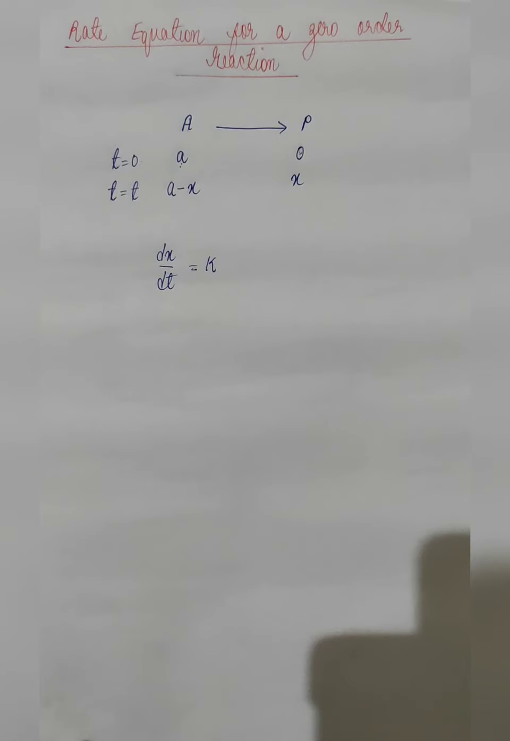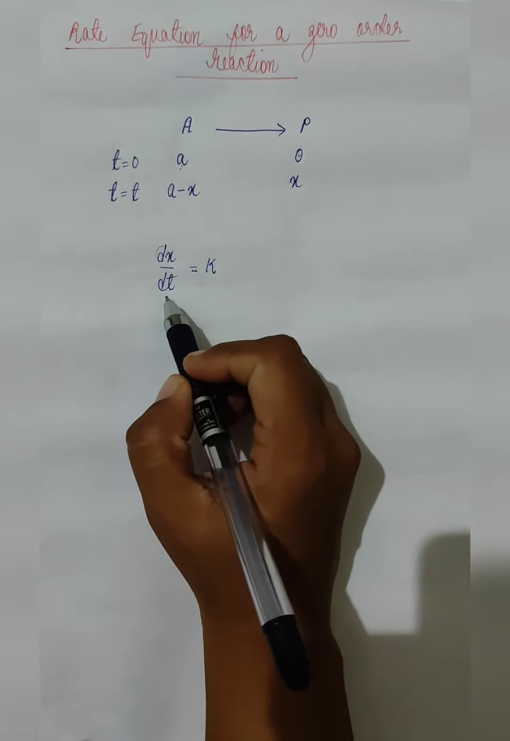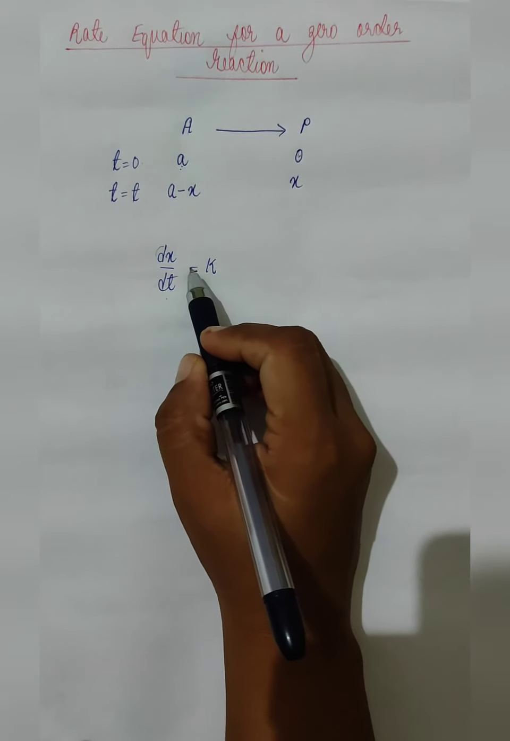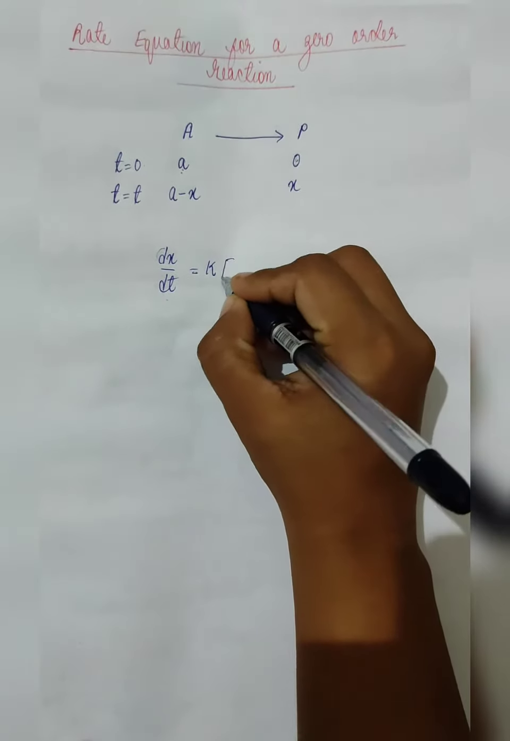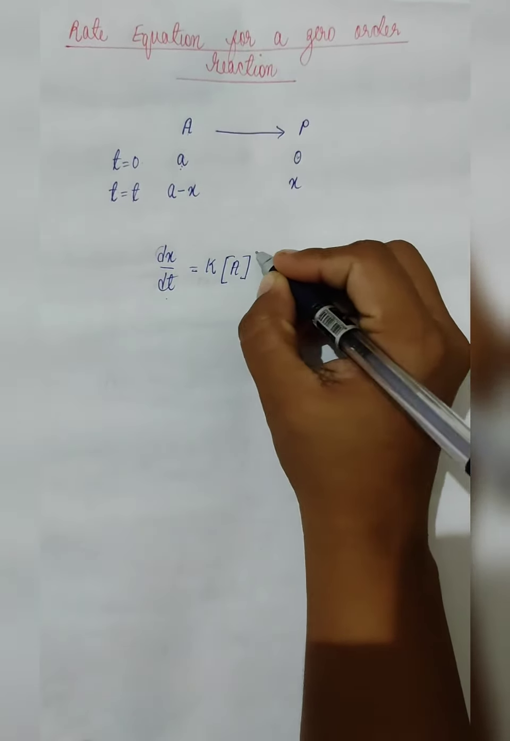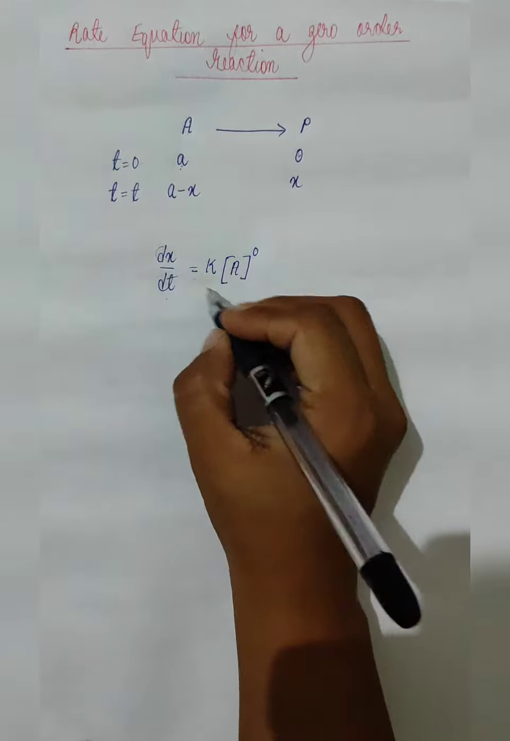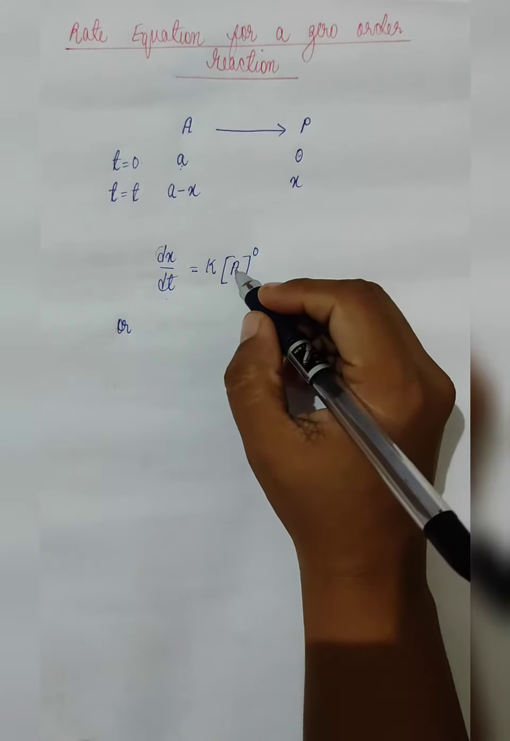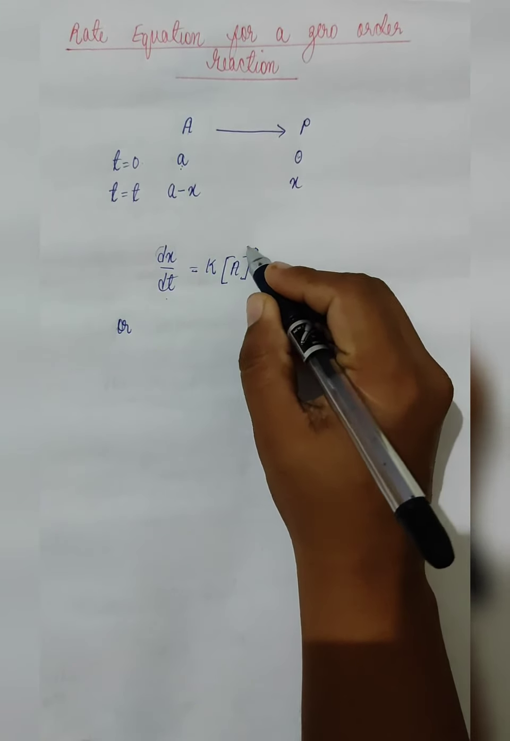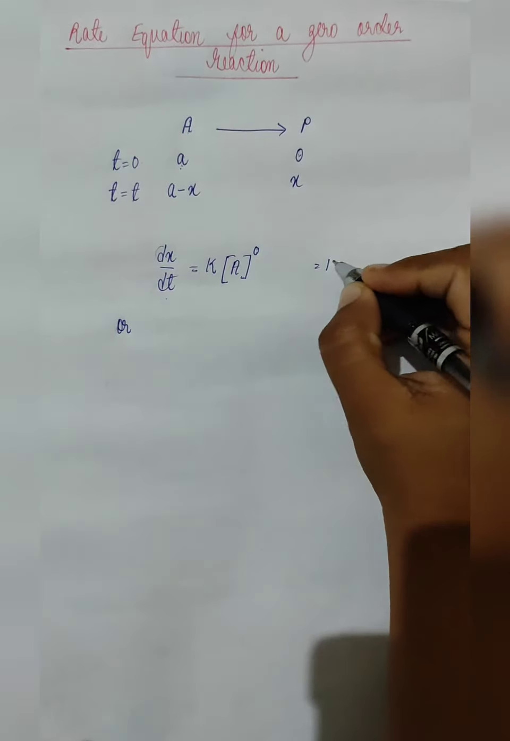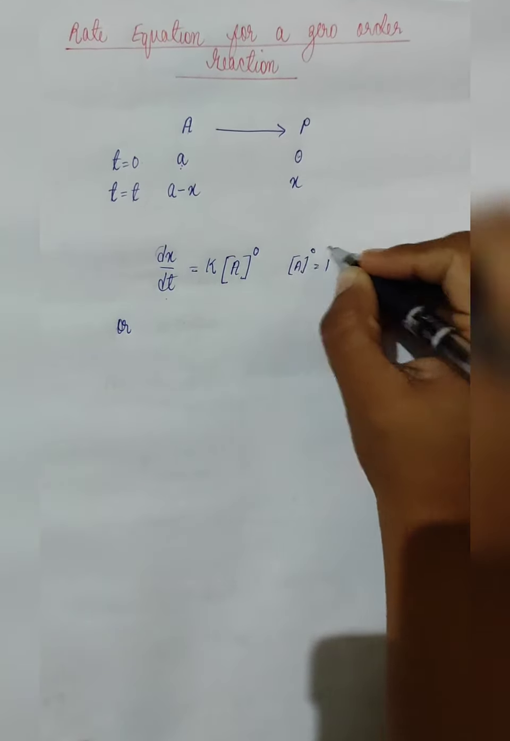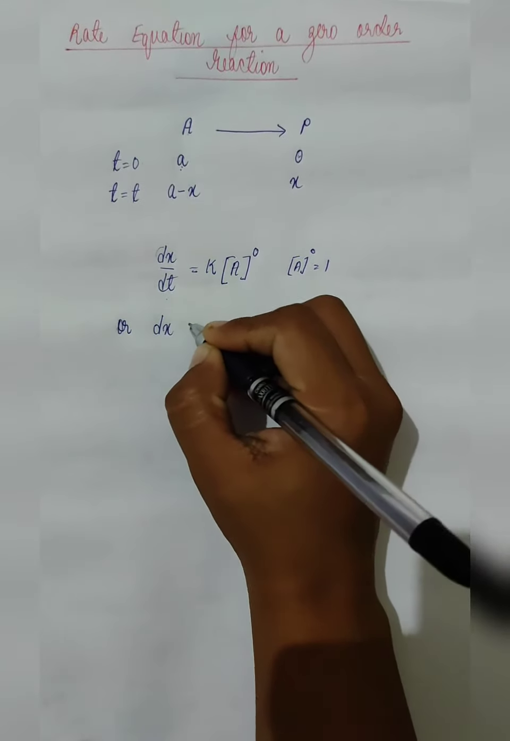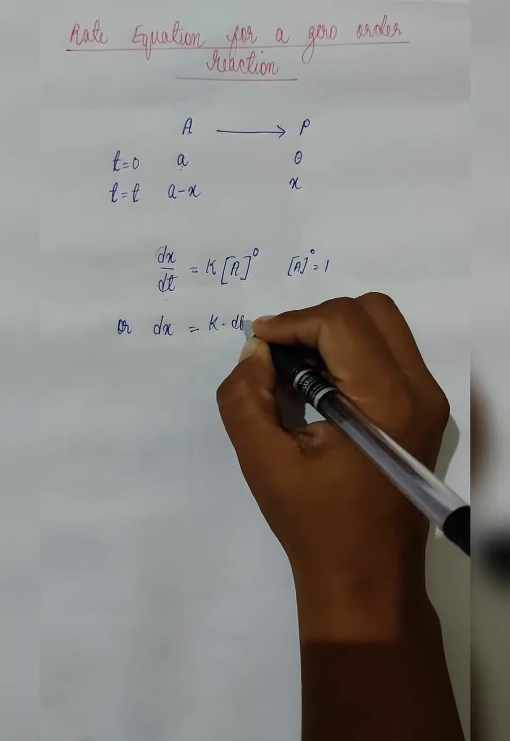Now let us represent the rate in terms of the differential rate equation, which means in terms of differentiation. Now it is the change in concentration with respect to time. We know that for zero order reaction, it is the rate constant k times the concentration of the reactant to the power zero. Now this very equation can also be written in this form. We know that power 0 means this entire term is equal to 1. So this equation can be written as dx is equal to k dt.